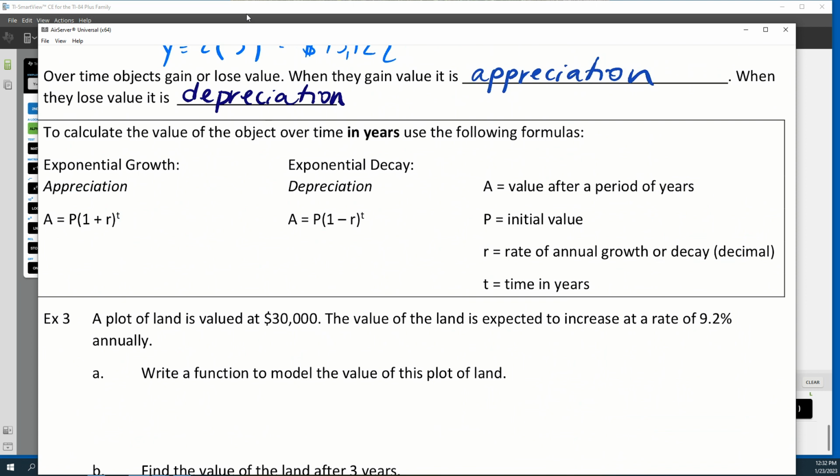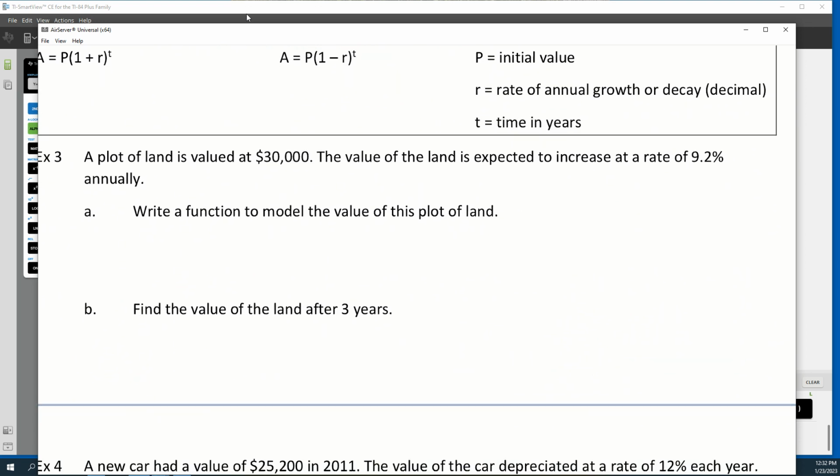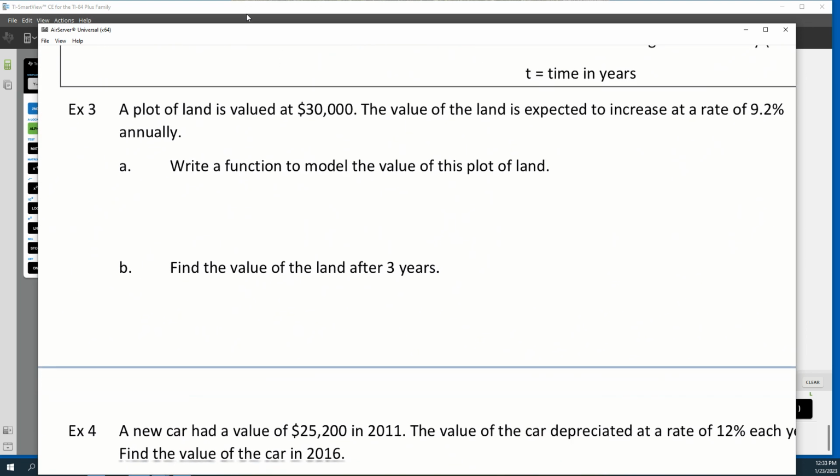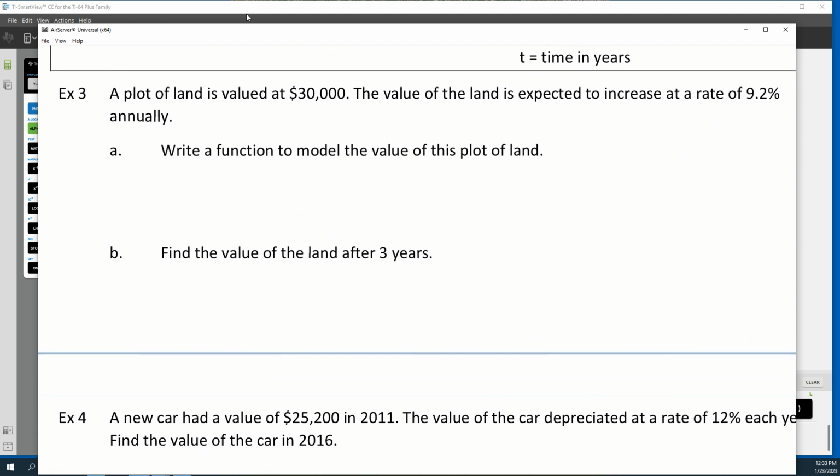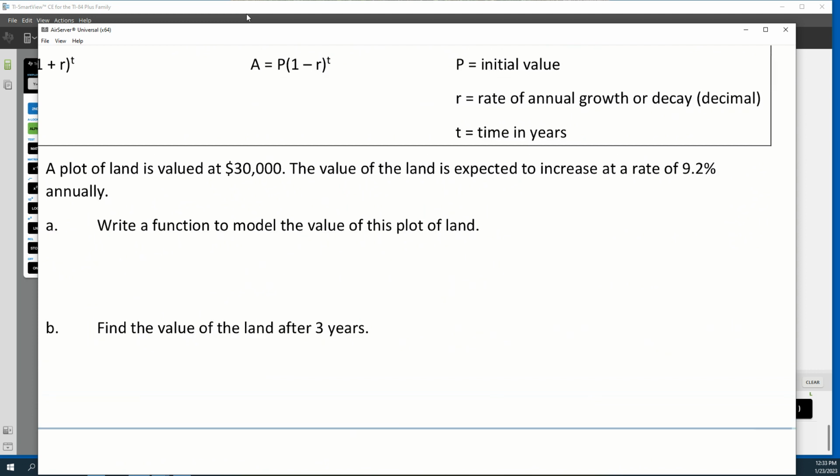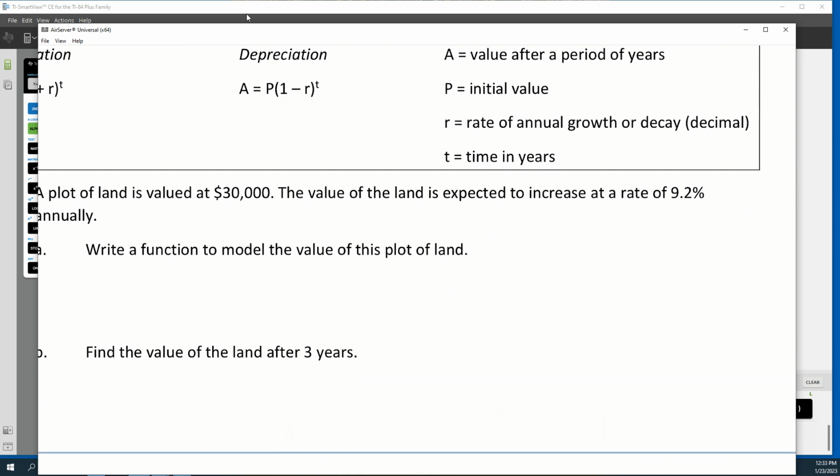All right, so on example 3, a plot of land is valued at $30,000. The value of the land is expected to increase at a rate of 9.2% annually. Now, we need to change that percent to a decimal. In fourth period, nobody really remembered how to do that. Whenever you change a percent to a decimal, you take the decimal point and move it 2 places to the left. And if there's an empty space, you fill in a 0.